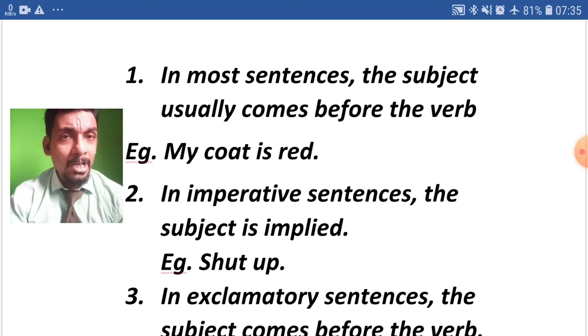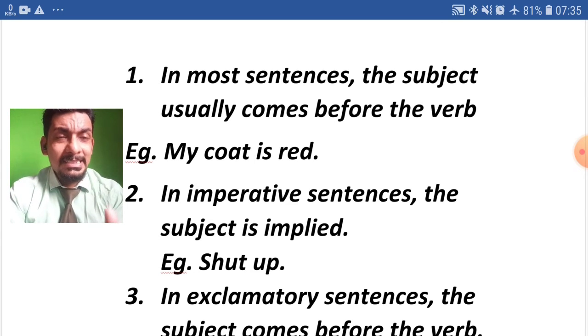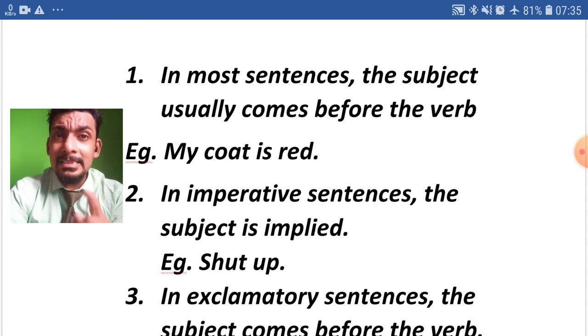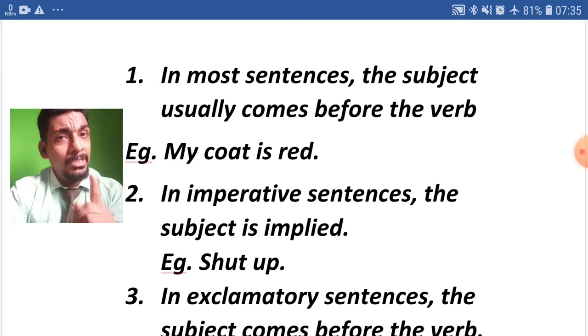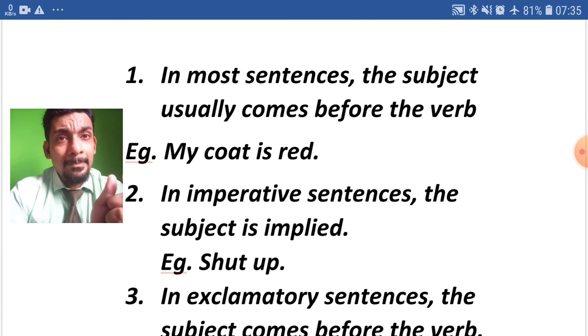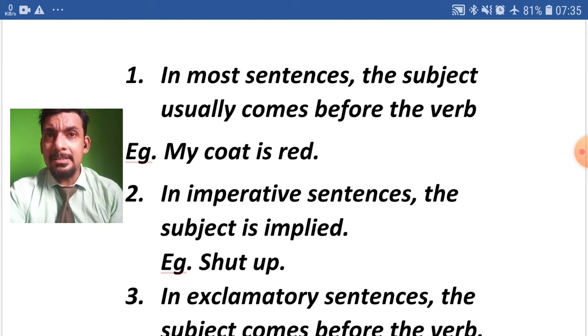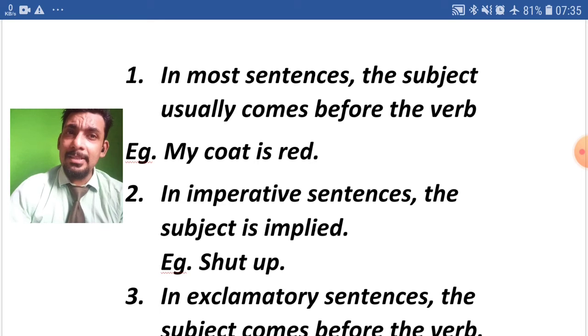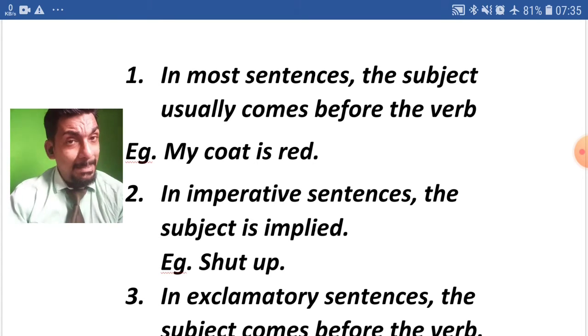Understood? Now, if you observe this sentence carefully, you will find that the verb came after the subject. The verb came after the subject means we can also say that the subject came before the verb in this sentence. This is the general rule that I wrote in the first point. Now coming to the second point, my dear student.